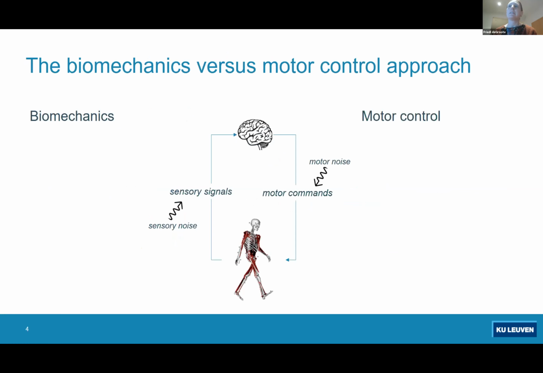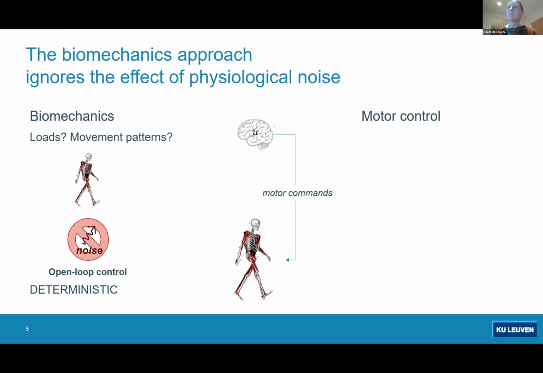Optimal control simulations have been used to study both biomechanics and motor control. Yet the simulation approaches used in these two domains are very different. In biomechanics, the focus has been on loads and movement patterns. The musculoskeletal system, which is a main focus of biomechanical analysis, is represented in detail. So nonlinear differential equations describe muscle and skeleton dynamics. Sensory motor noise and uncertainty about the environment are ignored.